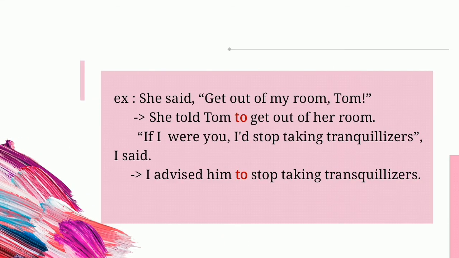For example, she said, "Get out of my room, Tom." In an indirect sentence it became, she told Tom to get out of her room. Second example, "If I were you, I'd stop taking tranquilizers," I said. In an indirect sentence it became, I advised him to stop taking tranquilizers.